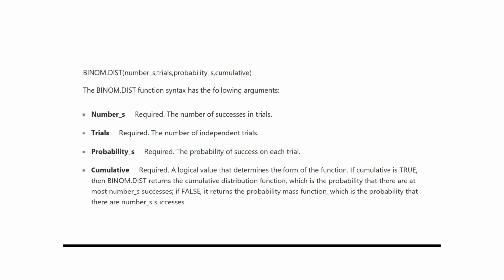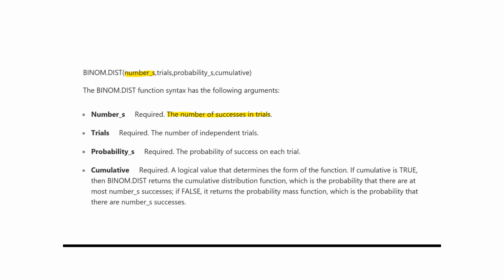Here's a copy of the instruction on how to use this binomial distribution function from the Excel support page. The arguments of the function include number_s, trials, probability_s, and cumulative. They all correspond to information we'll need to specify into Excel. First, the number of successes in trials. We know that 10 customers will enter the store in the next hour, and that the probability that any one customer will make a purchase is 0.30.